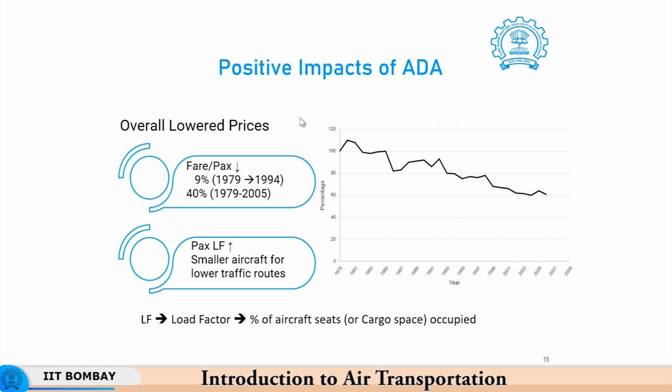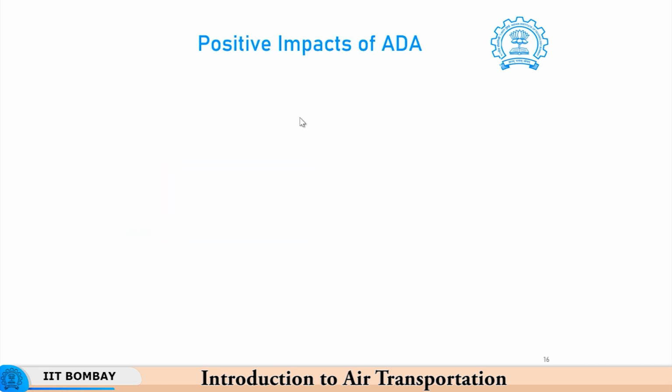Now, when new airlines came up, especially the commuter airlines, they were allowed to choose aircraft matching with the routes that they are operating. For example, they were able to use smaller aircraft for lower traffic routes such as the commuter and regional routes. Therefore, the passenger load factor increased, and when the load factor increases, the profitability of the airline also increases. So, this was a positive impact.